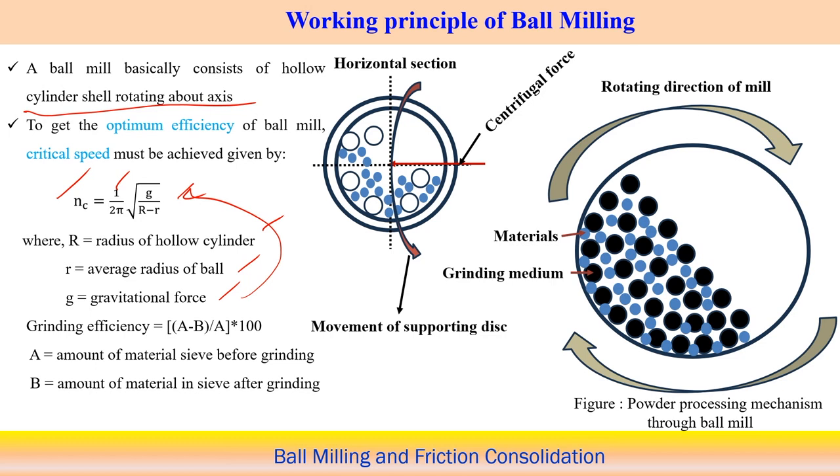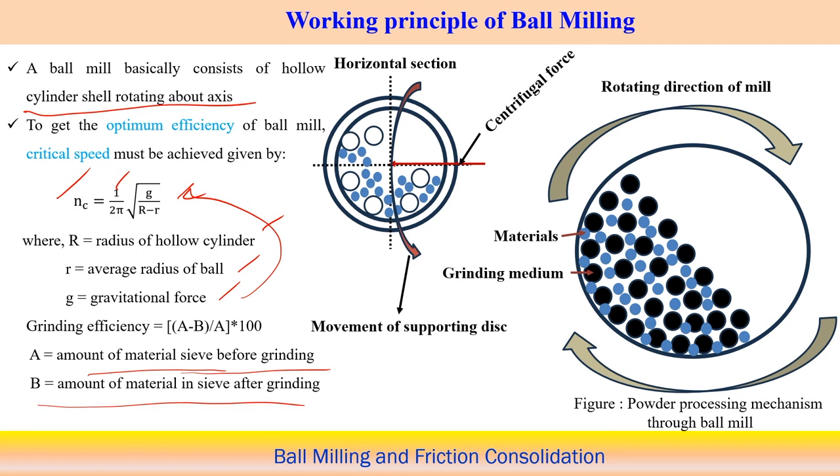We can also calculate the grinding efficiency, the ability to perform the grinding operation using these balls when they interact with the particles. The grinding efficiency is (A minus B) by A into 100, where A is the amount of material sieved before grinding and B is the amount of material in the sieve after grinding. This way we can simply calculate the grinding efficiency associated with this process.